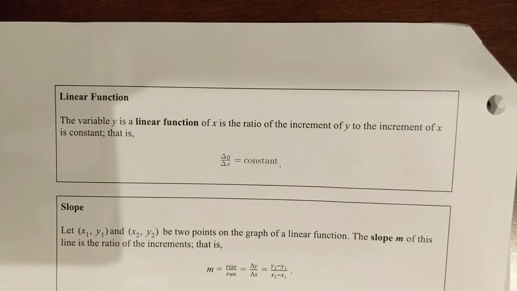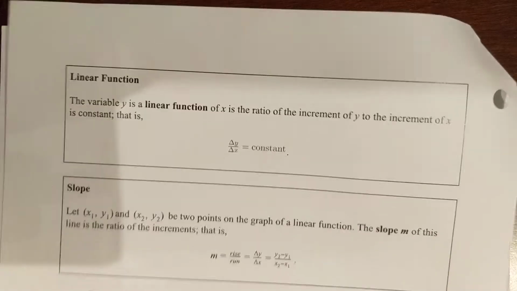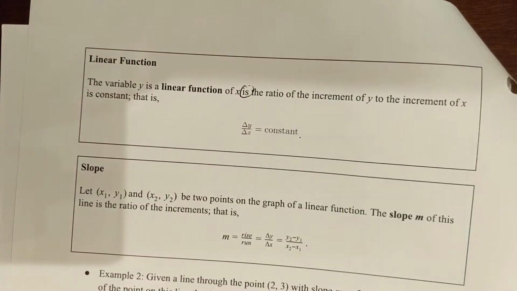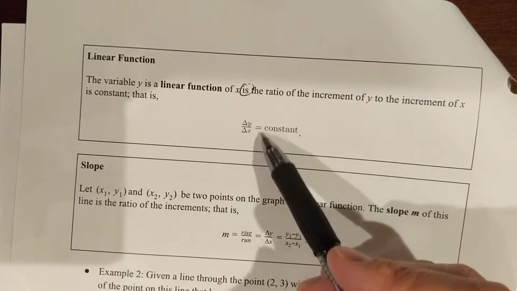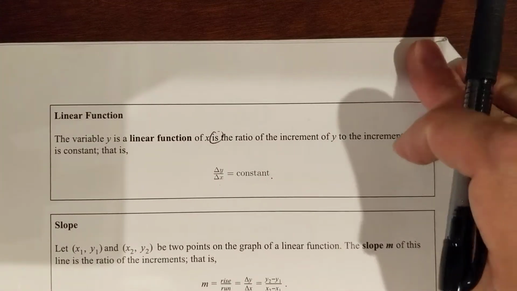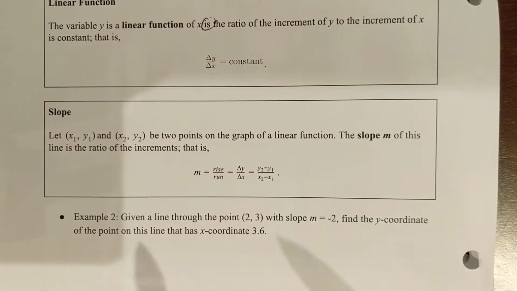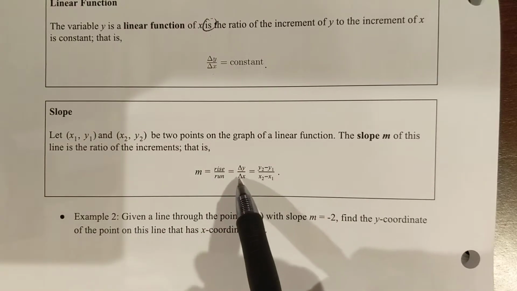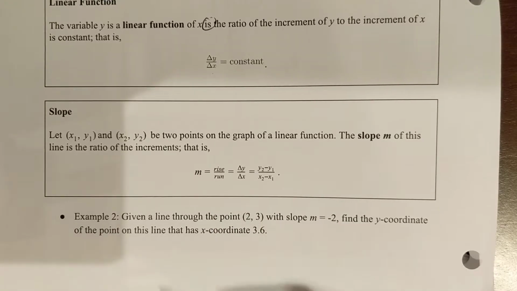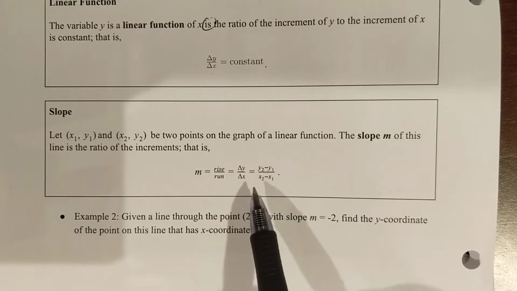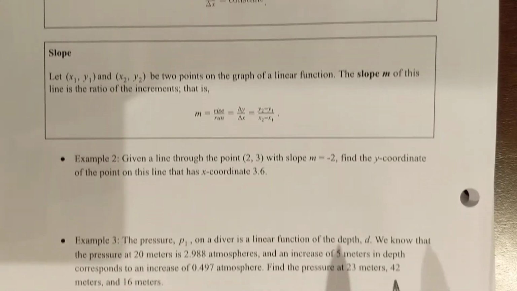Alright, so let's flip it over here. So, linear functions. The variable y is a linear function of x if the ratio of the increment y to the increment x is a constant. So delta y over delta x is constant. Now this is actually the same thing that shows up down here in the slope. Delta y over delta x is actually the equation y2 minus y1 over x2 minus x1 for the slope of a line. So as long as the ratio remains constant, you have a linear function.